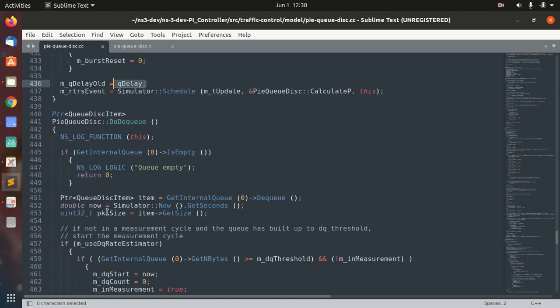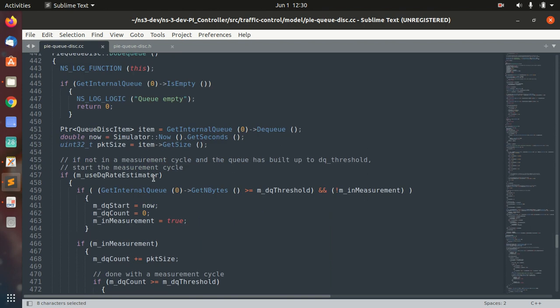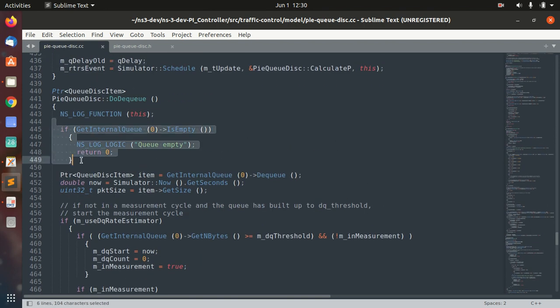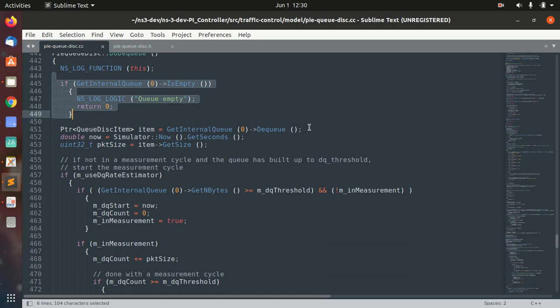Then comes the do DQ function. It checks whether the queue is empty; if so, it says the queue is empty, otherwise it dequeues the item, starts counting the time from now onwards, and gets the packet size of the dequeued item. It checks whether the DQ rate estimator is enabled or not. If it is enabled, then it checks whether it is in the measurement cycle or not. For that, if the queue size crosses the DQ threshold and the measurement cycle is not enabled, simply enable the measurement cycle and initialize the parameters like DQ start and the DQ count.